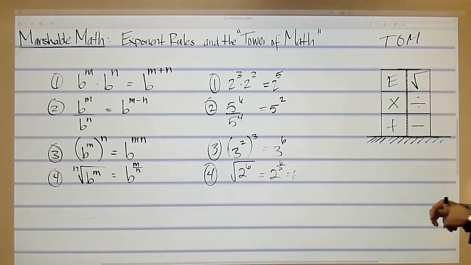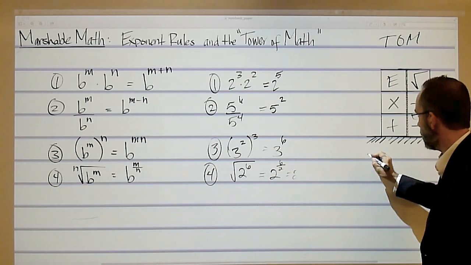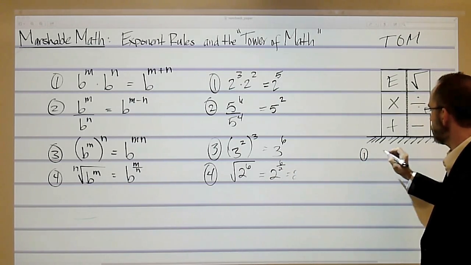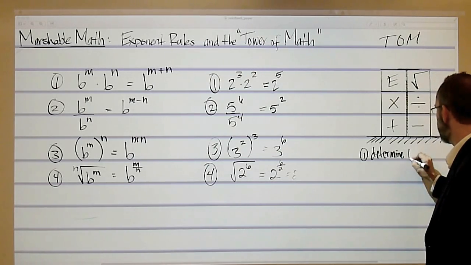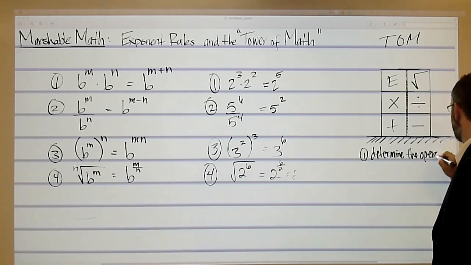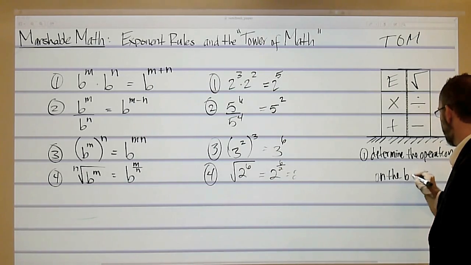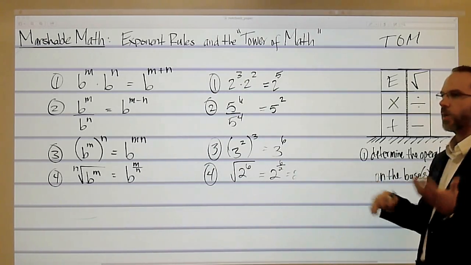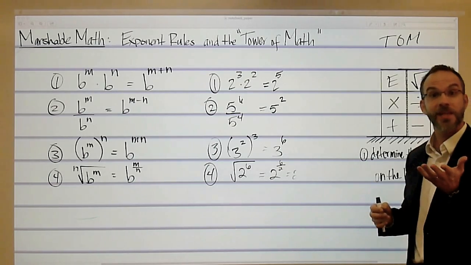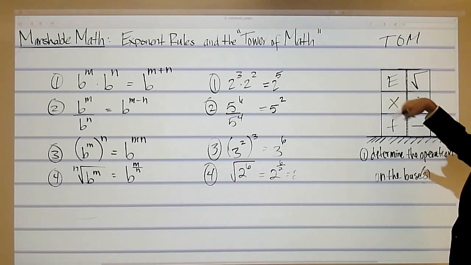Now, how do you use it, though? Once you've got the structure set up, here's how you use it. It's very, very simple. Number one, you determine the operation on the bases. Or maybe if there's only one, it's just the base. Okay. So you're going to think here, what's the operation on the base? Am I adding, subtracting, multiplying, dividing, exponentiating, or taking the root of it, or something like that? And then you pick your spot. Where are you on this Tower of Math?